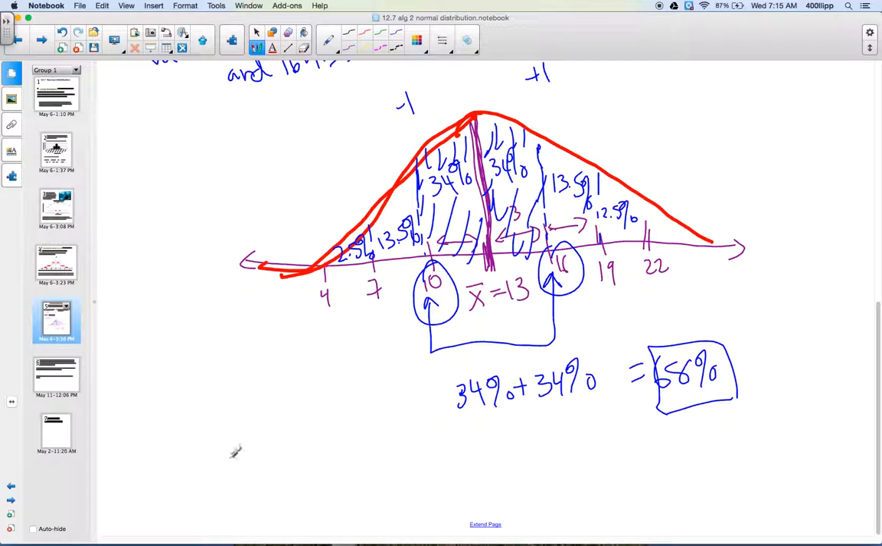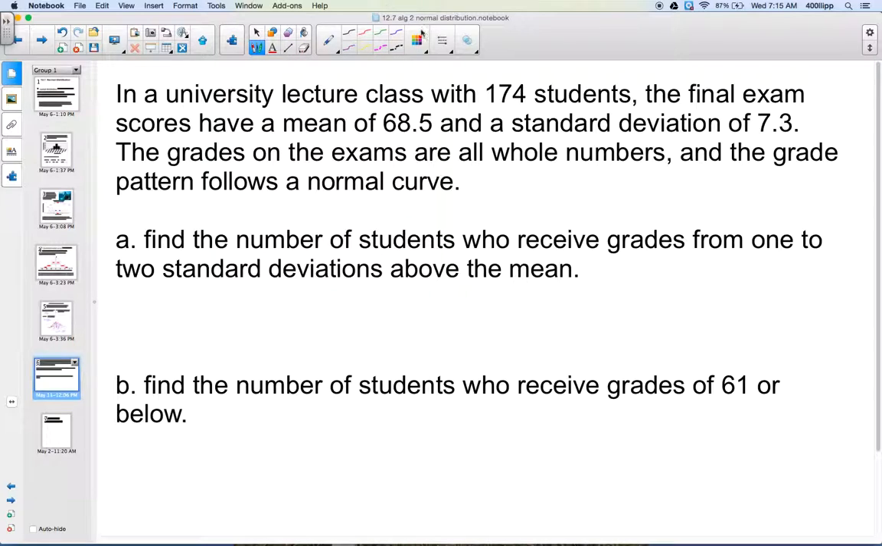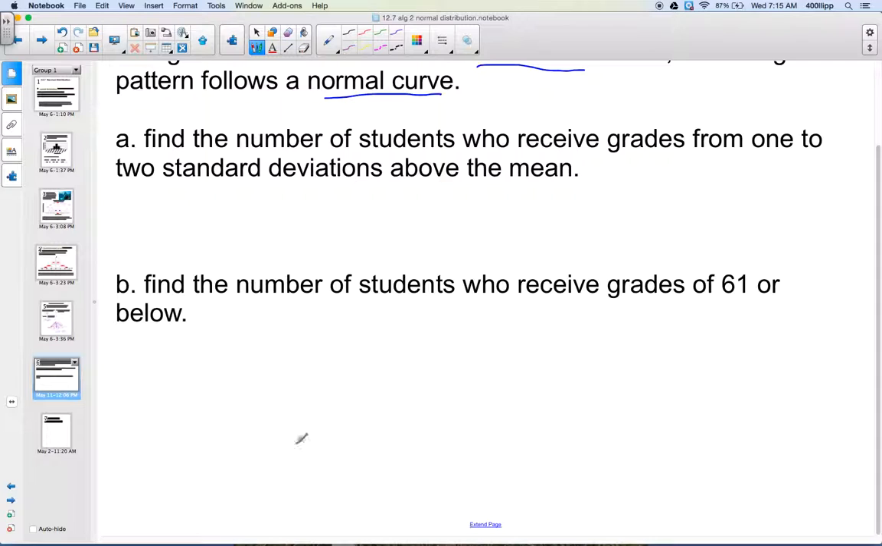All right, and then finally, it says in a university lecture class with 174 students, the final exam scores have a mean of 68.5 and a standard deviation of 7.3. The grades on the exam are all whole numbers, and it follows a normal curve. We need to find the number of students who receive grades from 1 to 2 standard deviations above the mean. So let's draw this out.